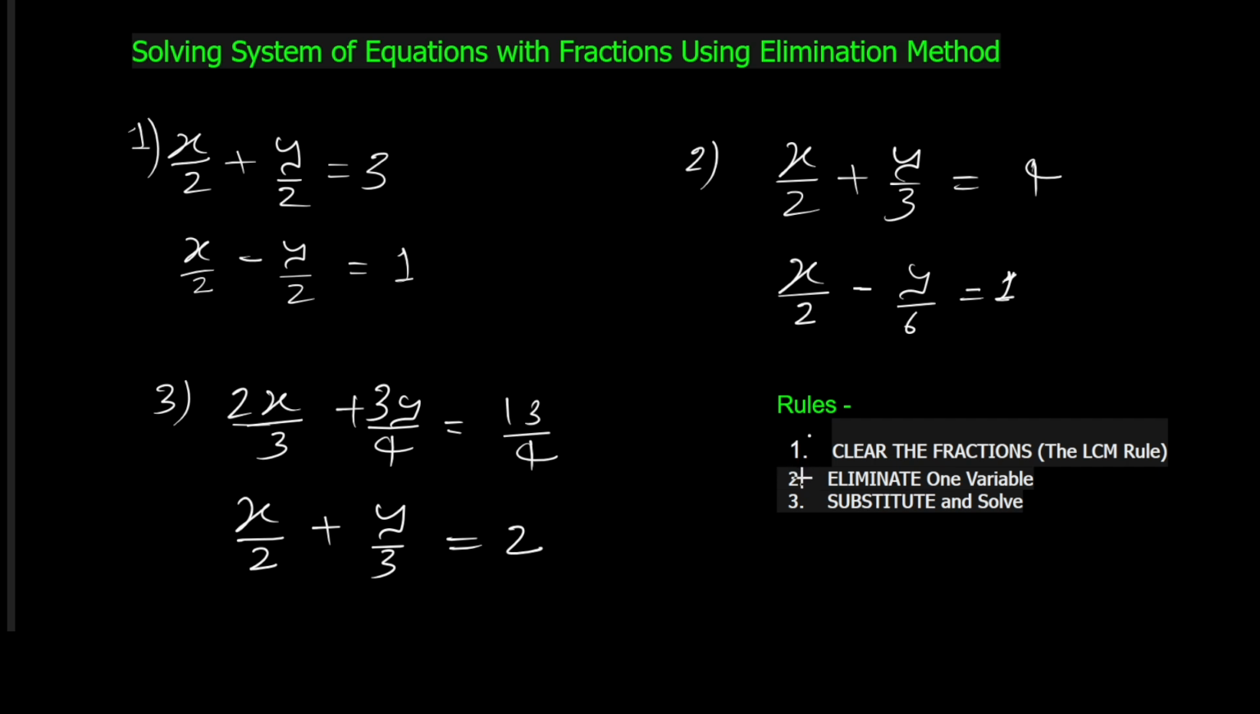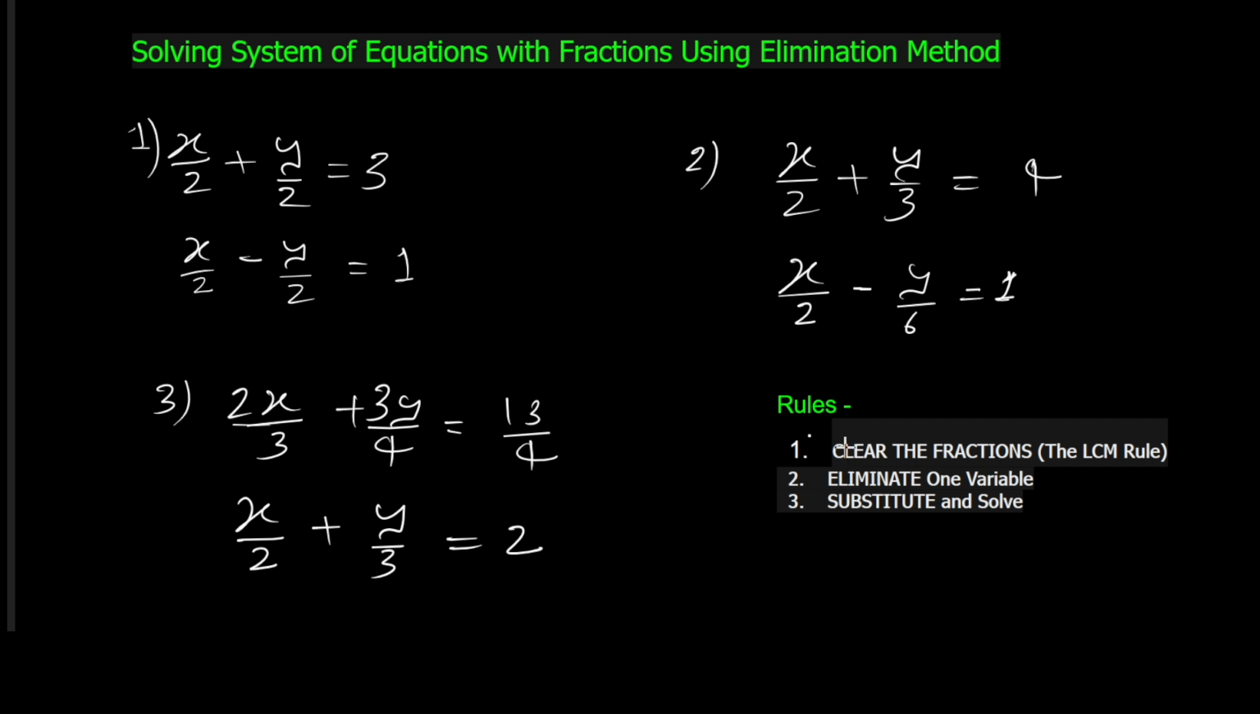The first rule is to clear the fraction. Find the LCM, which is the least common multiple, of all denominators in the equation. Multiply the entire equation by the LCM. This will turn all the fractions into whole numbers.